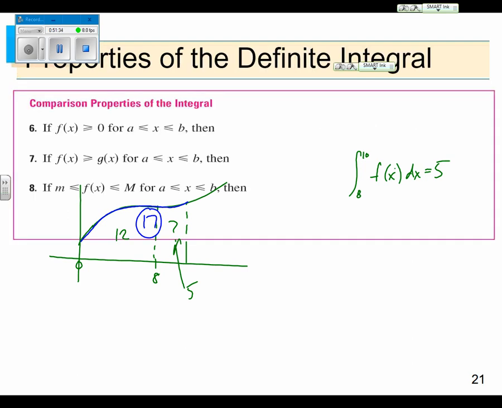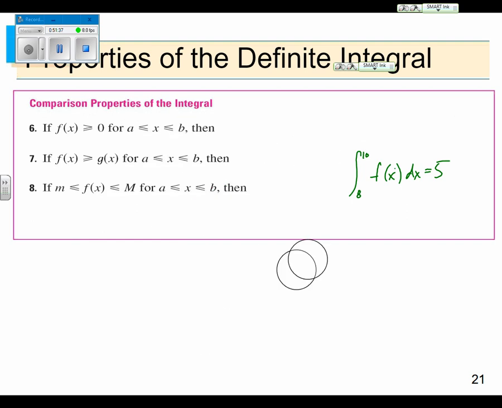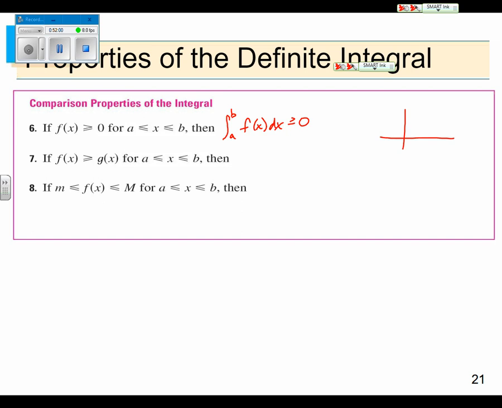Last up, we have the comparison properties. Comparison property says that if f of x is greater than or equal to 0 for x between a and b, then the area under the curve, or the integral from a to b of the function, has to be greater than or equal to 0. That's kind of a no-duh thing. It's saying that if you take a function and it's always positive, always above the x-axis right here, then if I find the area underneath this curve, it's got to be positive as well. That's kind of a no-duh thing right there.